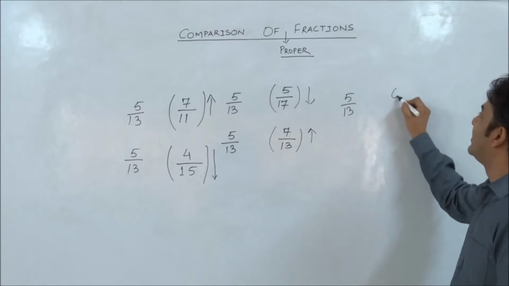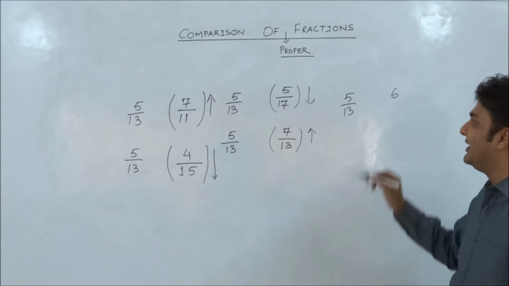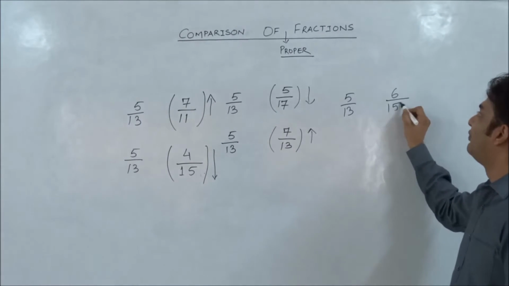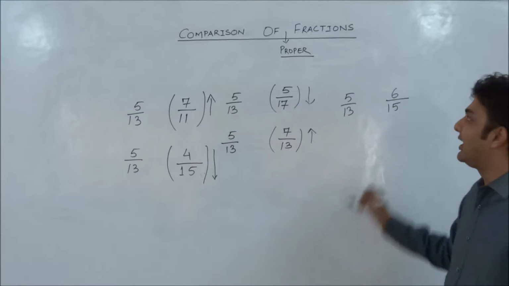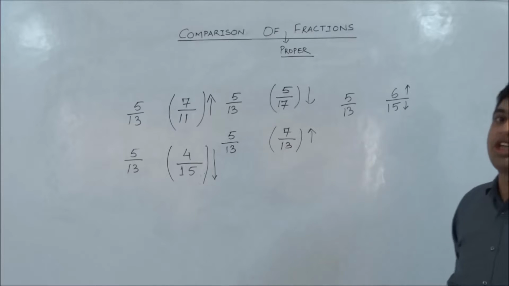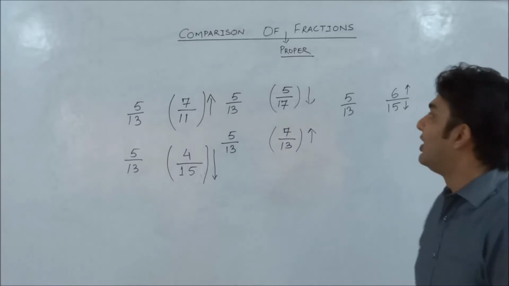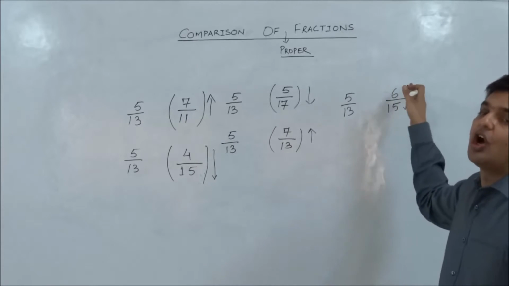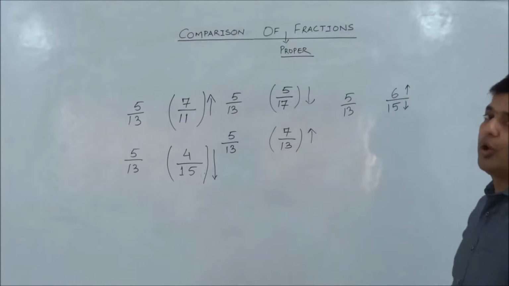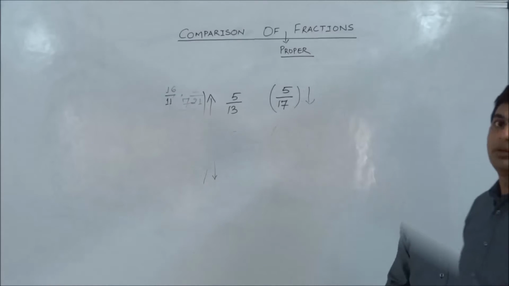Numerator increases, the value should increase, but the denominator also increases. Let's say it becomes 15, the value should decrease. So here it should increase, here it should decrease. In such cases, we cannot determine whether the value should increase or decrease. Then we need to go to an extensive method that we are going to look at in a few minutes.